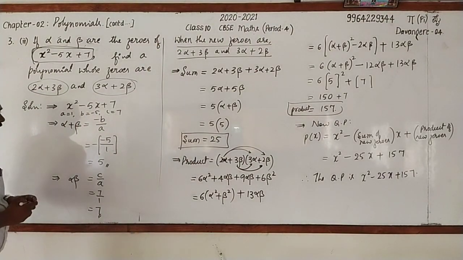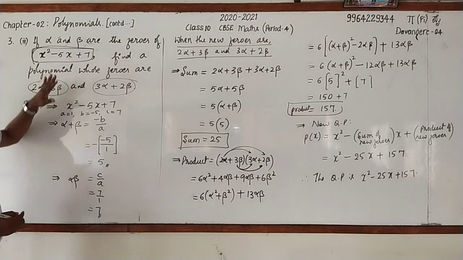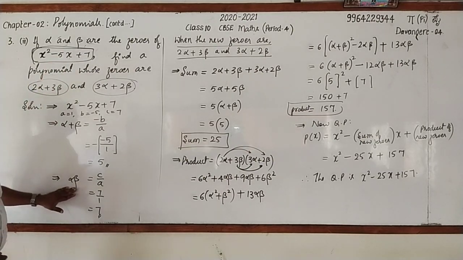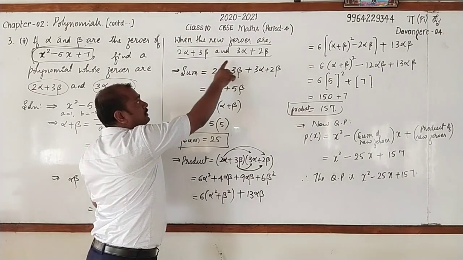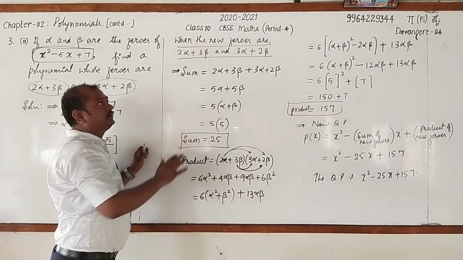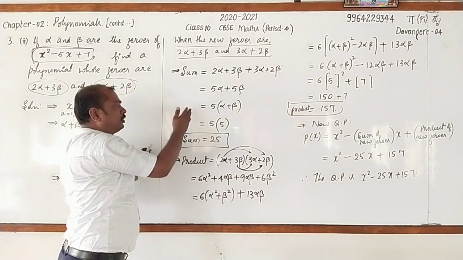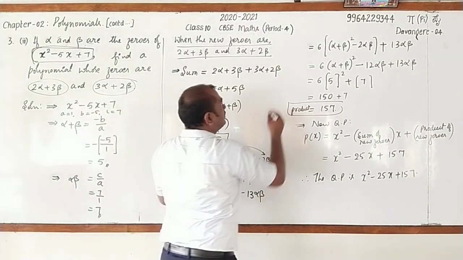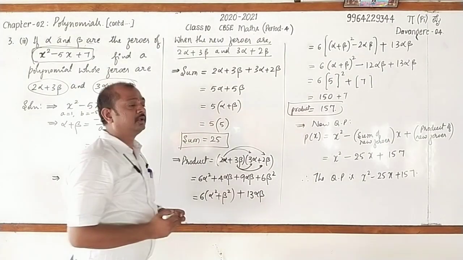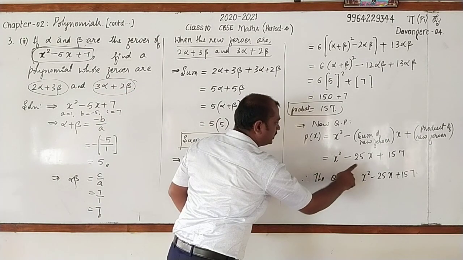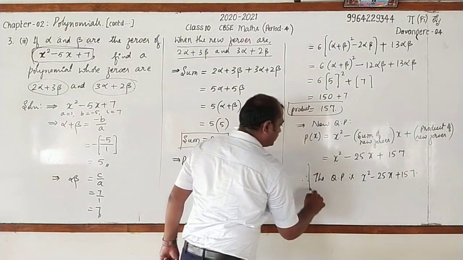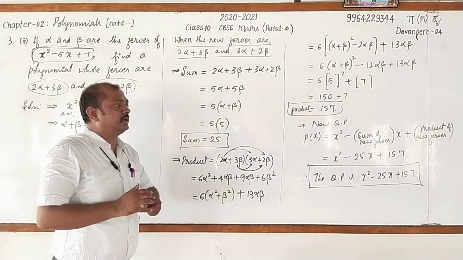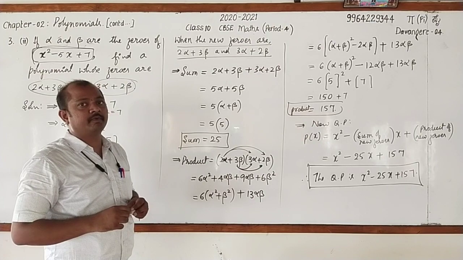Observe. First, using the given polynomial, we have found out the sum of the zeros and product of zeros. Then, next we have taken new zeros. Taking new zeros, we have found out the new sum and new product. After finding the new sum and new product, we have found out the new polynomial. That new polynomial is x square minus 25x plus 157.